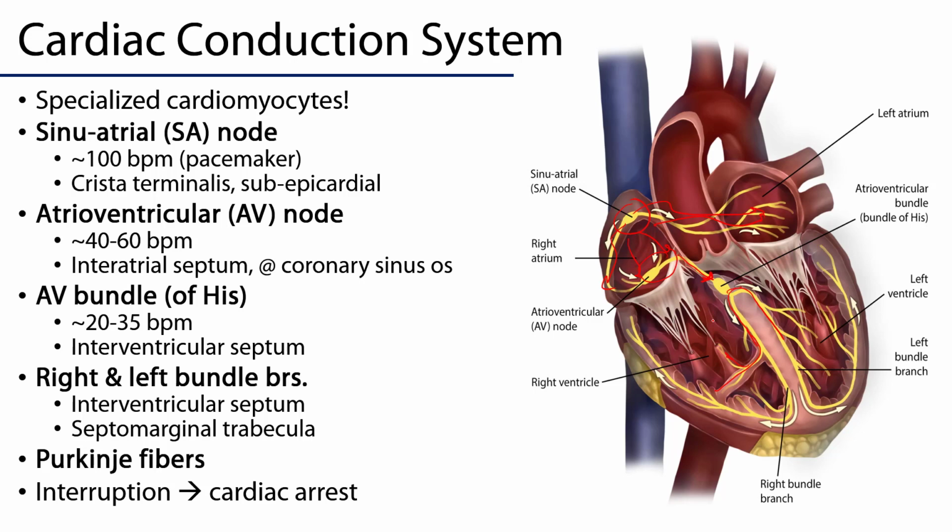Now, if there is an issue of conduction anywhere along this point, this can lead to a condition known as cardiac arrest, or the cease of cardiac activity due to an interruption of the conductive system. Issues of conduction can also lead to uncontrollable and uncoordinated quivering or fibrillations of either the atria or the ventricles, as we'll see.